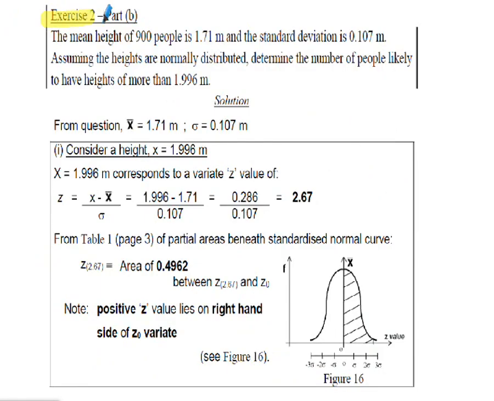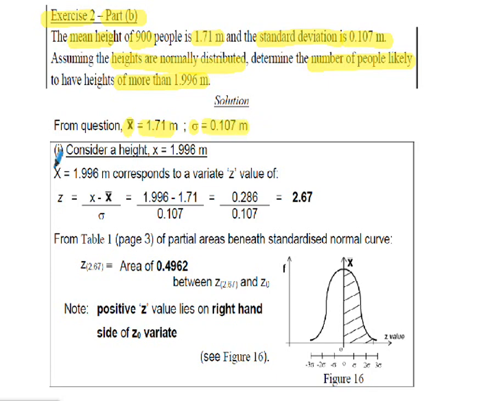Okay, exercise 2, this is part B. Again, we know that the mean height of our 900 people in our sample is 1.71 meters and our standard deviation is 0.107 meters. Again, we're going to assume that the heights are normally distributed. We've got to determine the number of people likely to have heights of more than 1.996 meters. So from the question, the x bar is 1.71 meters and the sigma, the standard deviation, is 0.107 meters.